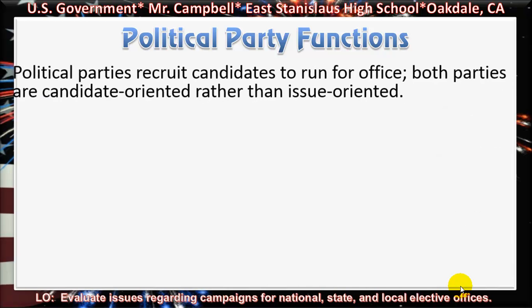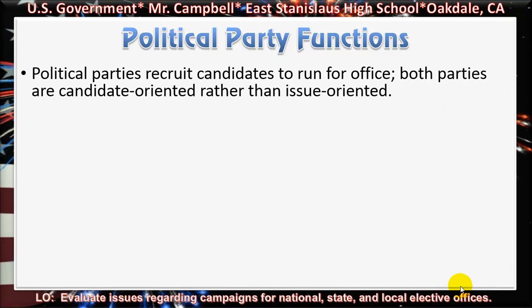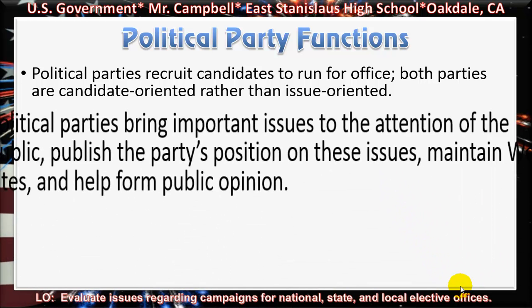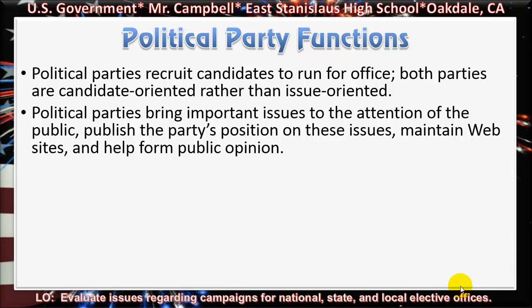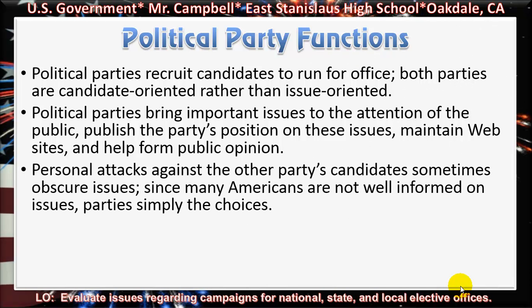Political party functions. The political parties recruit candidates to run for office, and both parties are candidate-oriented rather than issue-oriented. But political parties bring important issues to the attention of the public. They publish the party's position on these issues, and they maintain websites and help form public opinion. Personal attacks against the other party's candidates sometimes obscure issues.